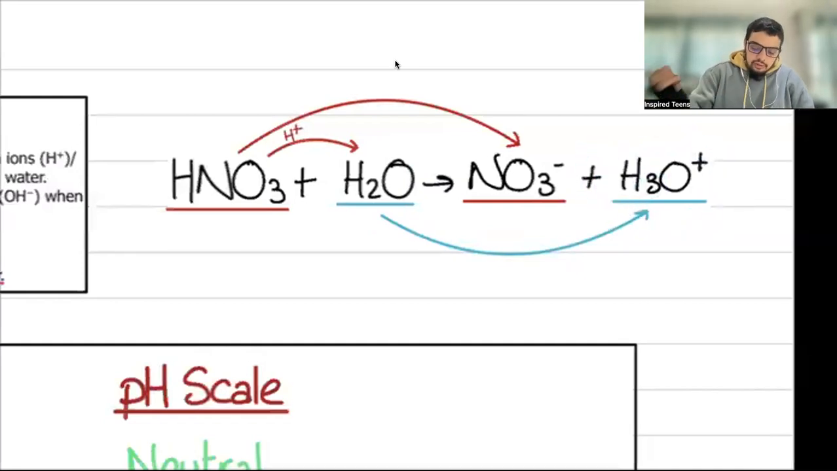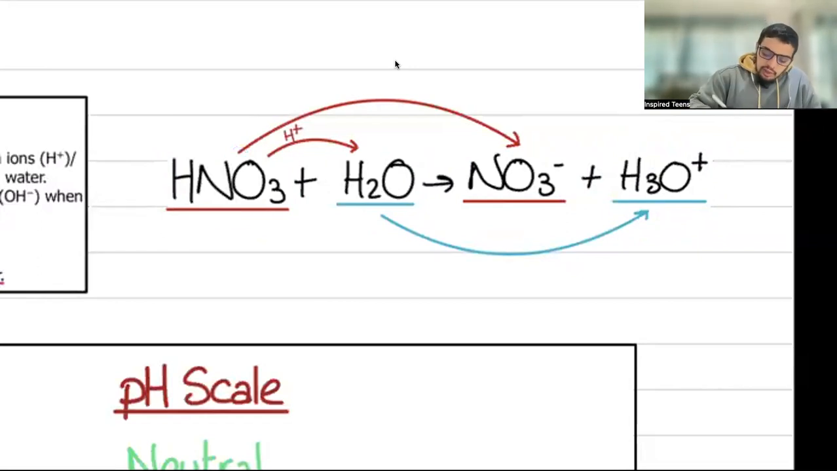extra hydrogen. So HNO3, initially it's HNO3. It donates that hydrogen, becomes NO3 minus, okay? And we can see that it loses that hydrogen. The hydrogen goes to H2O. Initially, it has 2 hydrogen, but at the end, it ends up with 3 hydrogen. So we can see that one is clearly donating and one is receiving.